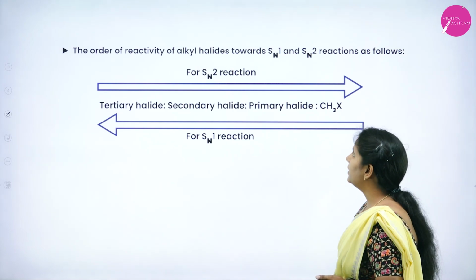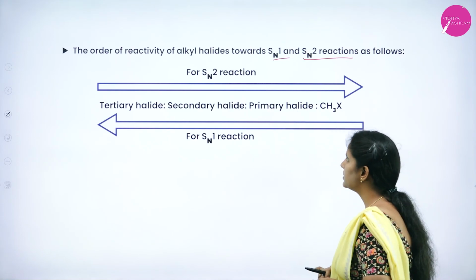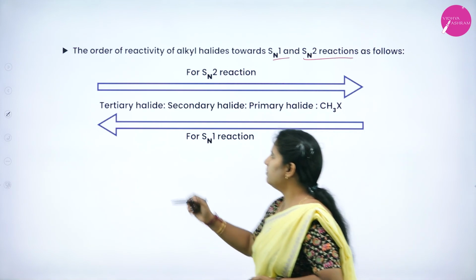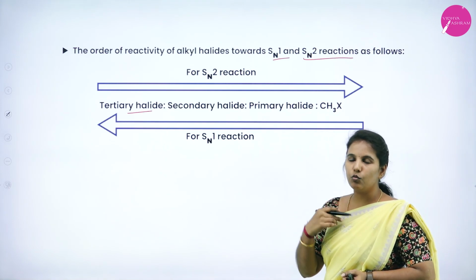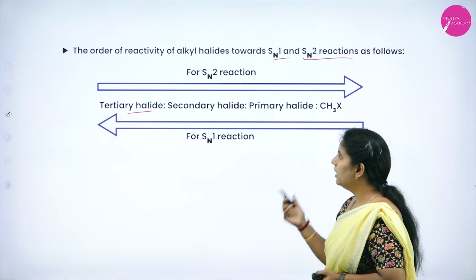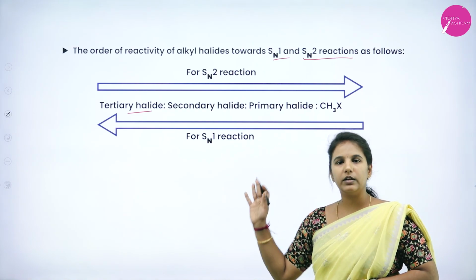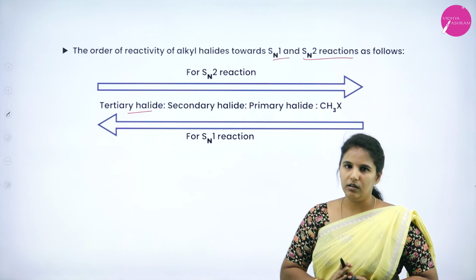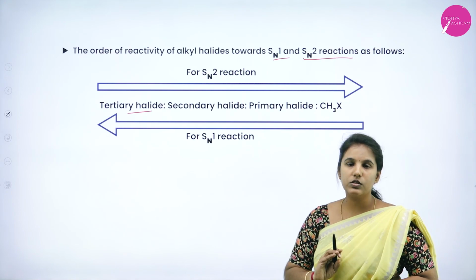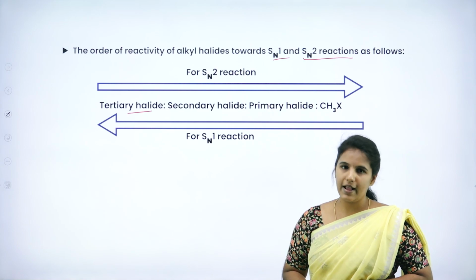Then the order of reactivity of alkyl halides towards the SN1 and SN2 reaction mechanisms goes in this way. So as we come to know, in the SN2 reaction mechanism, the primary halide is more reactive towards a nucleophile than the tertiary halide. Whereas in the SN1 reaction mechanism, reactivity increases from primary to tertiary. Okay, so remember, SN1 is favored for tertiary halides, whereas SN2 is favored for primary halides.